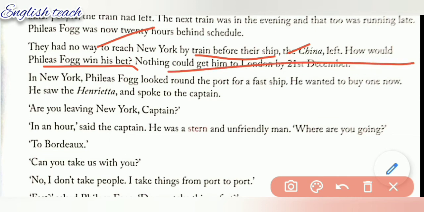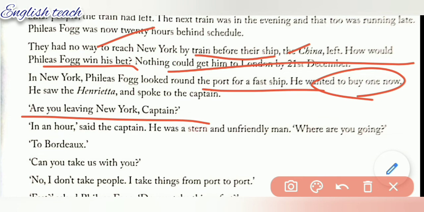In New York, Phileas Fogg looked around the port for a fast ship. He wanted fast travel and a fast ship. He wanted to buy one now. He decided to buy one because if he waited for the passenger ship, it could be late again. Are you leaving New York, Captain? he asked someone. In an hour, said the captain.